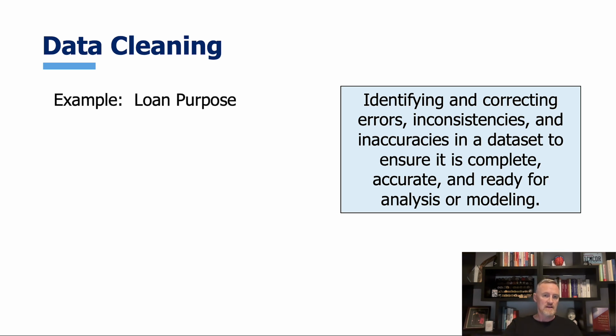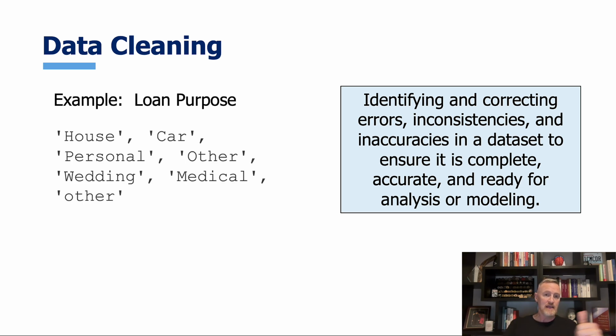So, our example would be, let's look at the loan purpose, right? That was one of the schemas. So I can look and say, well, what are the unique purposes of the loans in this data set? And so what we see: house, car, personal, other, wedding, medical. Oh, and there's another other. Well, I might make the conclusion that other with a capital O and other with a lowercase o are really the same thing.